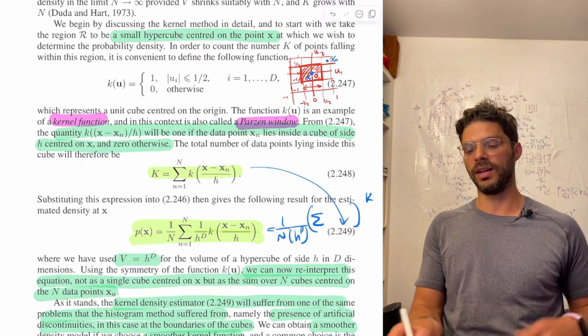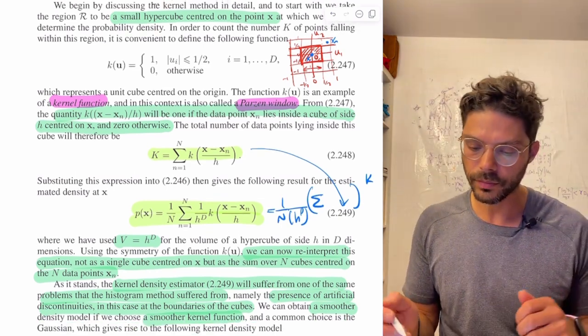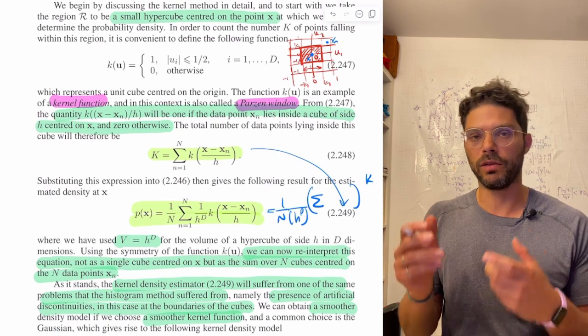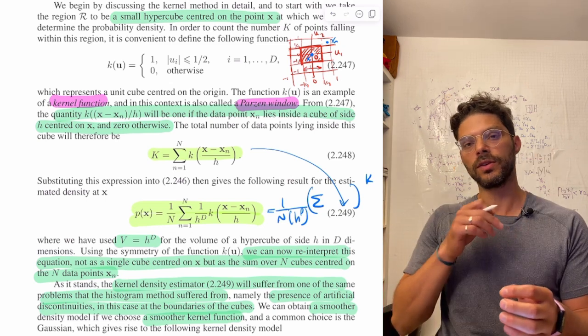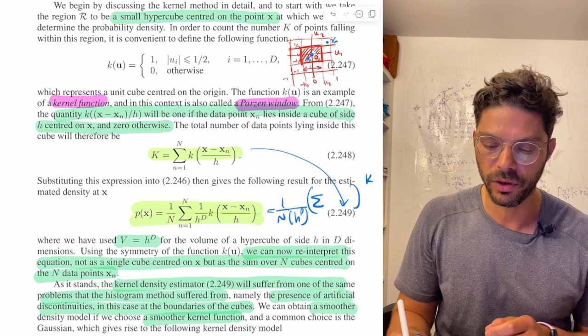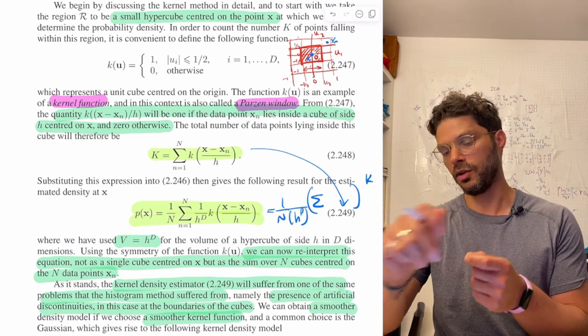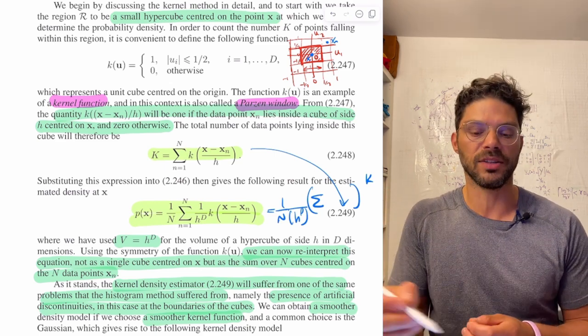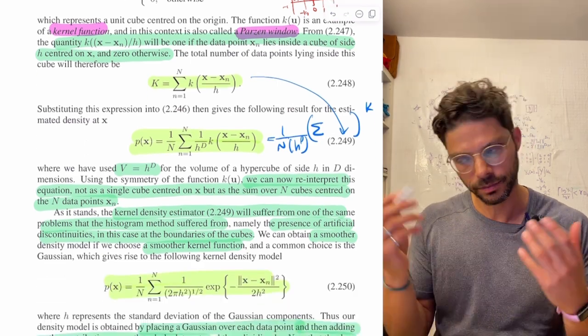Essentially what he's saying, and this is the way I think of it as well, is that if you want to figure out the probability at a point X, you just sum up the contributions from all the various points. All these points are going to give you a 1 or a 0 if they're sufficiently close, and then you just normalize it properly so that you get a probability distribution out of it. It actually makes more intuitive sense.